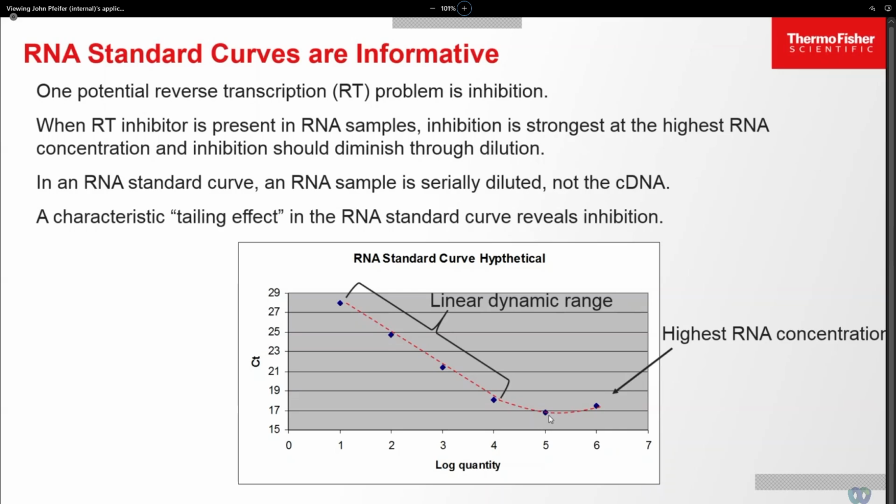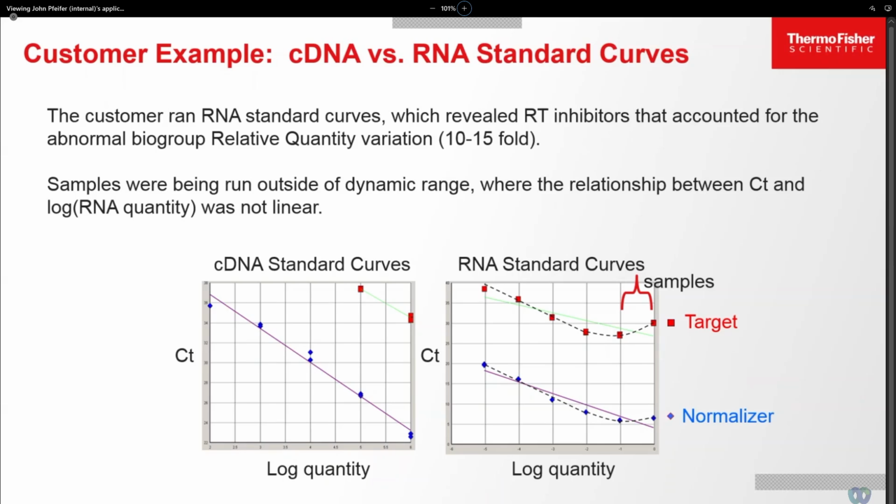If the RNA is diluted, that also dilutes the inhibitor. So the inhibitory effect should be reduced. And eventually, as you keep diluting the RNA, in theory, you should reach a linear response between the CT and the log of RNA reverse transcribed. And that's called linear dynamic range. So the researcher did that dynamic range test, and sure enough, it revealed the presence of reverse transcription inhibitor.